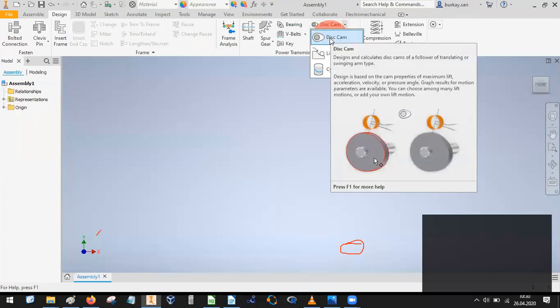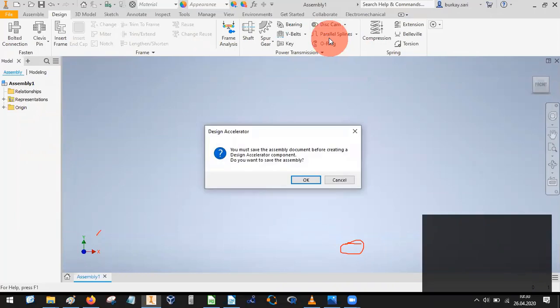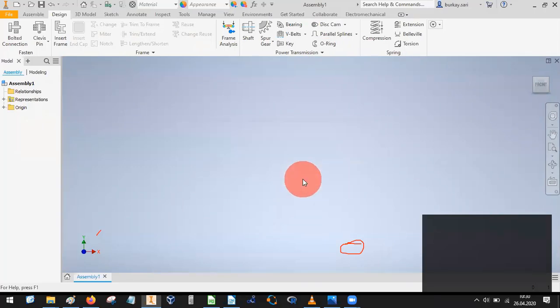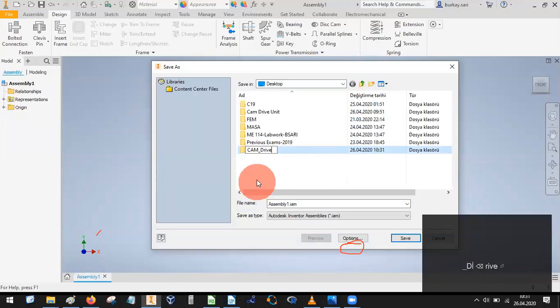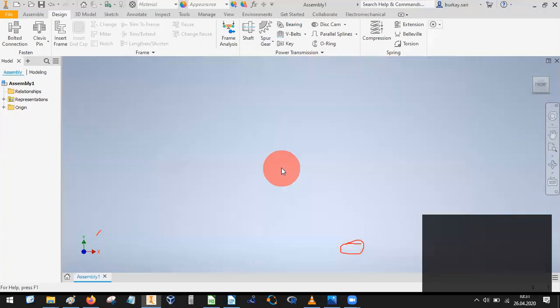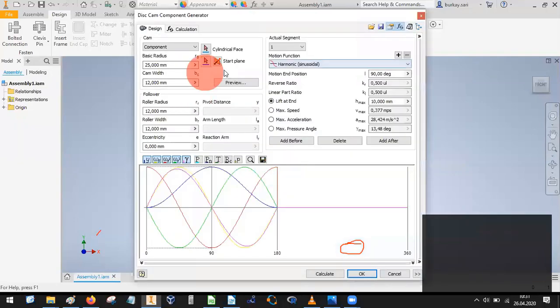Please just click on right click. I'm sorry, left click. First, you may have a warning to save your assembly. Please, if you haven't done so, open a folder, because we are going to create our parts into that folder, cam drive. In this mouse click, I think it's okay.